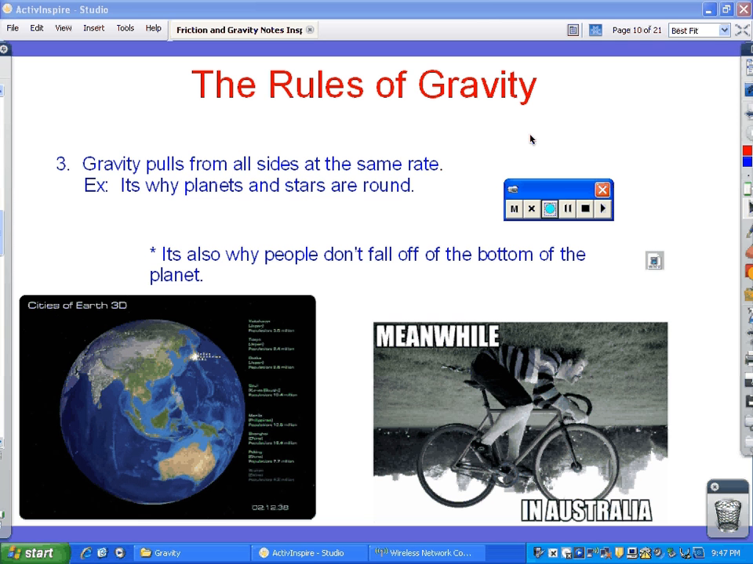It's also why people don't fall off the bottom of the planet. This picture is kind of comical because it looks like he's about to fall off the planet because he's in Australia, which is the southern hemisphere, and haha, he's about to fall off.